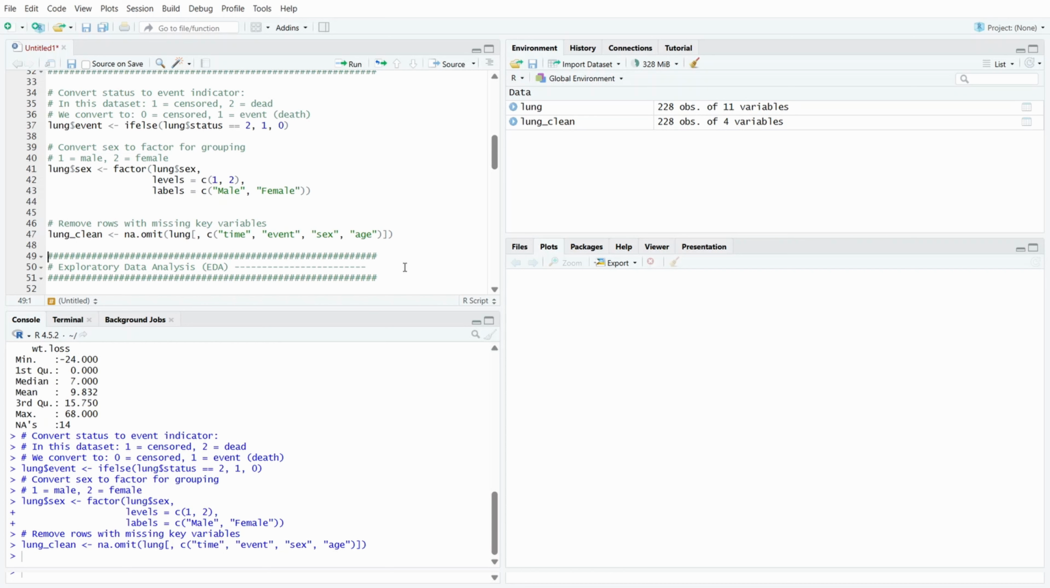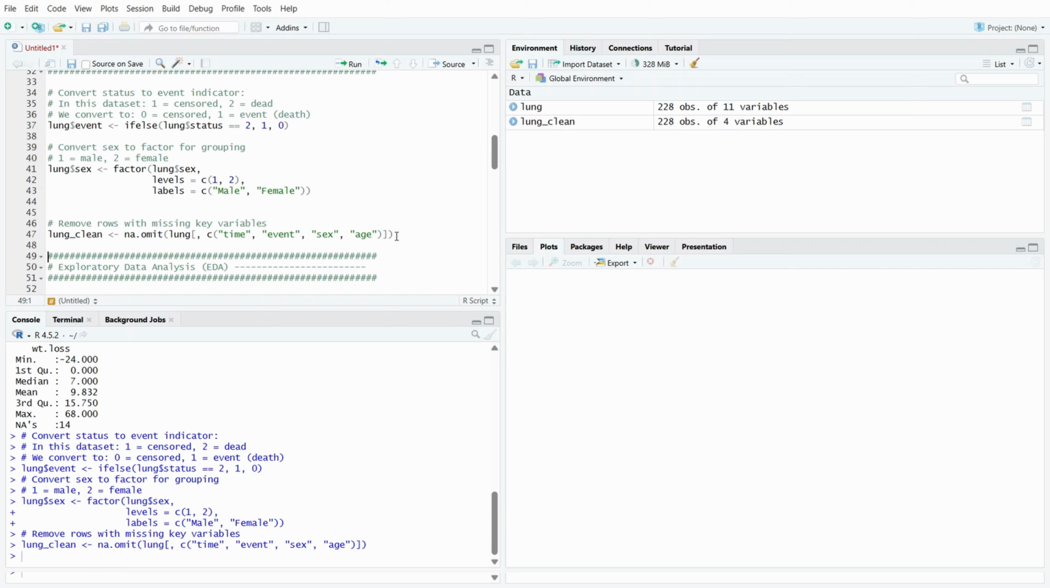Then we apply na.omit. This function removes any rows that contain missing values in any of those selected columns. So if a patient is missing even one of these 4 variables, their entire row is excluded from this cleaned dataset. The result is a dataset with complete cases only, no missing data for the variables we care about.